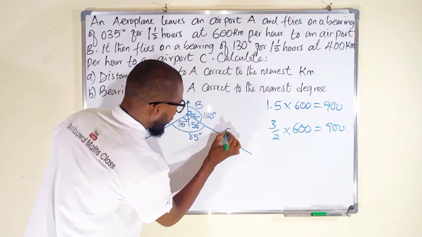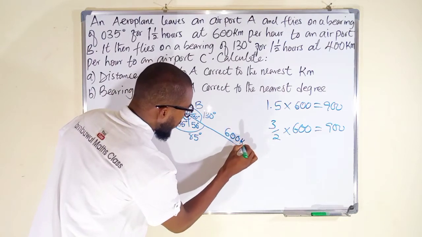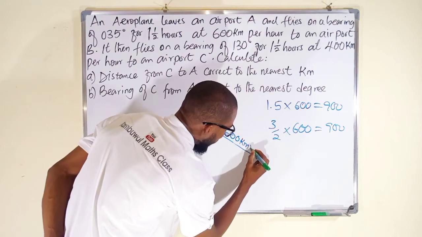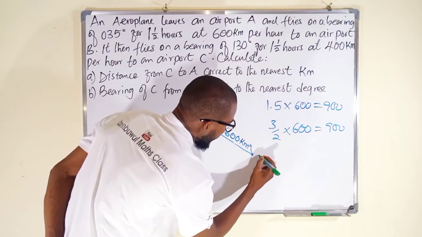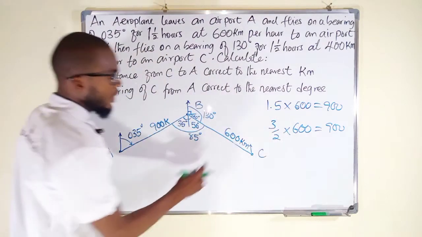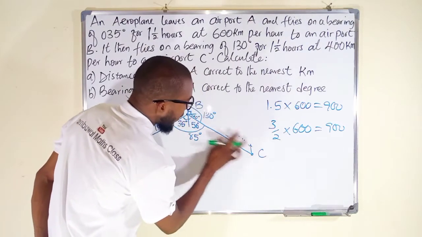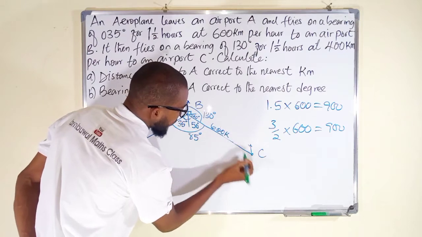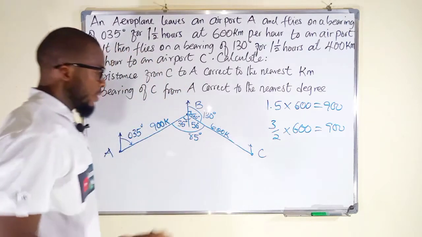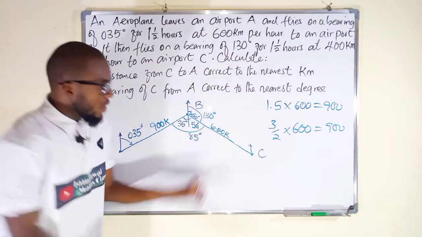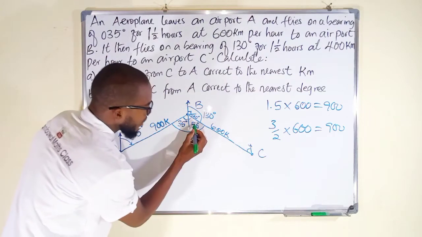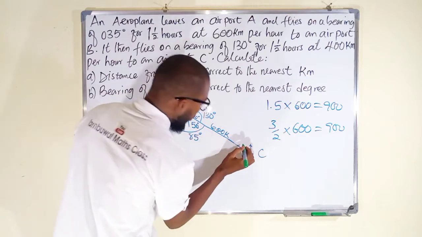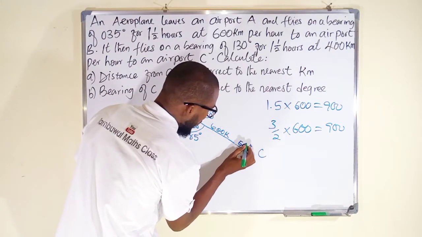So this is 600 kilometers. If this is the point, it also has a North Pole. This is C. Let me take it a little bit back. This is 600 kilometers. And remember, this angle here and this angle here, they are also alternate to one another. If you like, you can include it. This is 50 degrees.